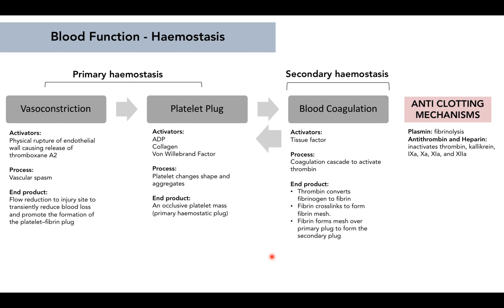Now, the problem is that this plug is not very strong, and when we actually have a stronger blood flow, then this can easily just break the plug. So this is why we need a process called blood coagulation to reinforce the plug and really make it stick. So we need to make a fibrin mesh over the top of the primary hemostatic plug. And in order to do this, we need to activate the coagulation cascade. So the presence of a platelet plug or an activated platelet will activate the tissue factors, which will then initiate the coagulation cascade to activate the thrombin and form the fibrin mesh.